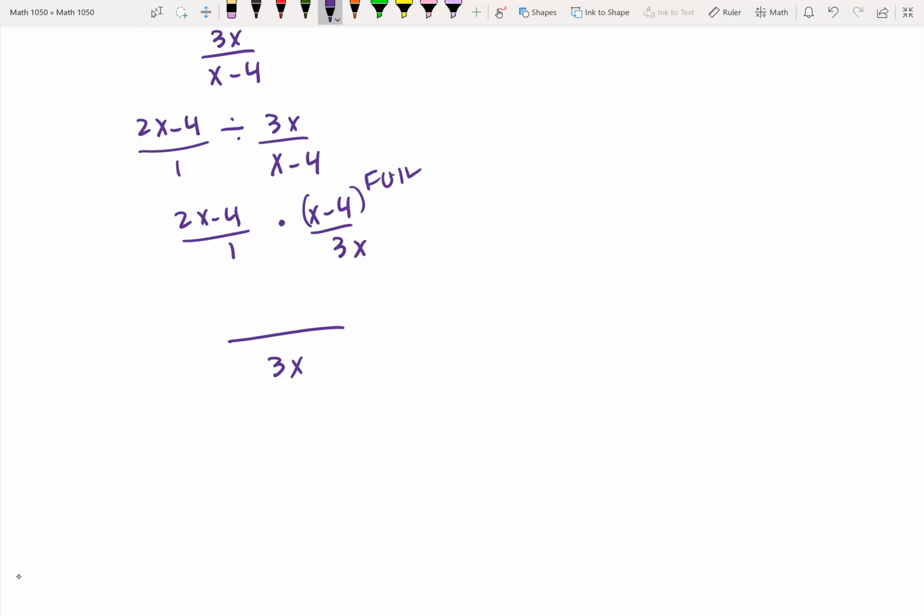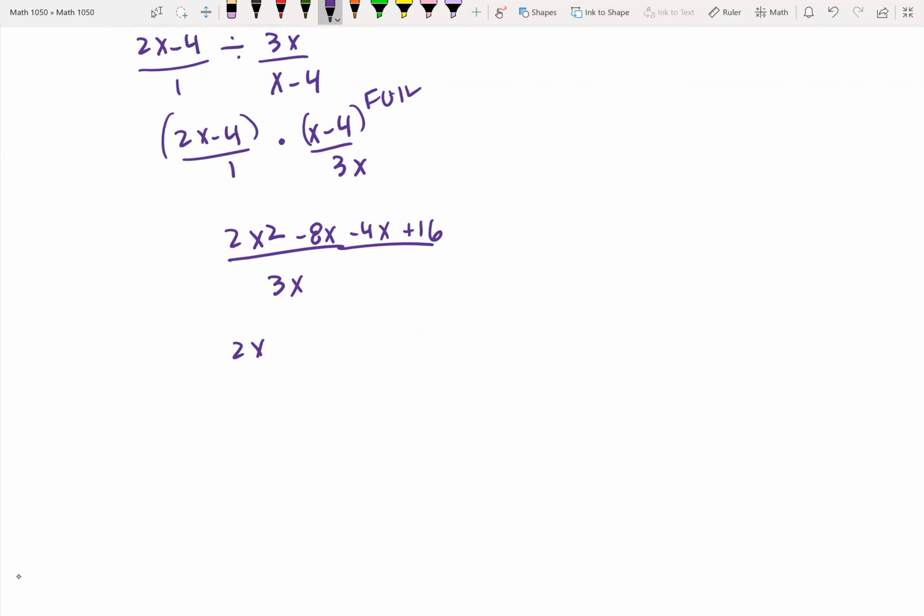On the quiz some of you guys were not FOILing that correctly. So it's just 2x times x, which is 2x squared. 2x times a negative 4 is a negative 8x. A negative 4 times x is a negative 4x. A negative 4 times a negative 4 is a positive 16. So your final answer is 2x squared minus 12x plus 16, all over 3x.